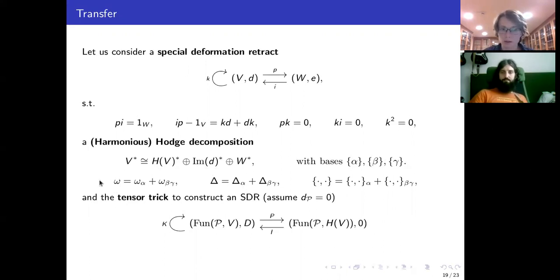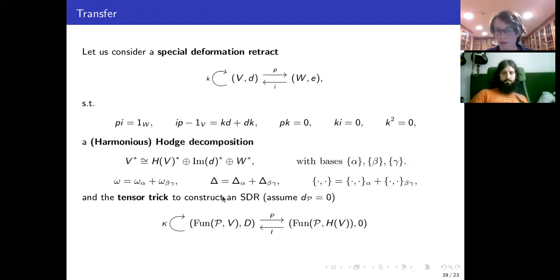So you can split the symplectic form, and so you can also split the Laplacian into the part which is just on the cohomology and on the rest. In the same way you can split the bracket into the part which is on the cohomology and on the rest. And then by the transfer trick, you can take these components, the cohomology and the rest, and introduce the special deformation retract also on the tensor products of these components.